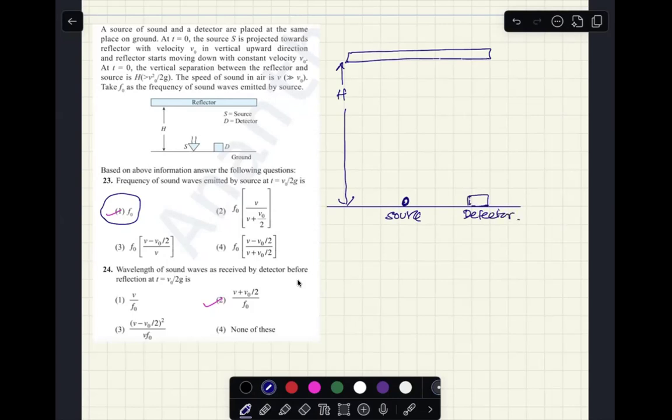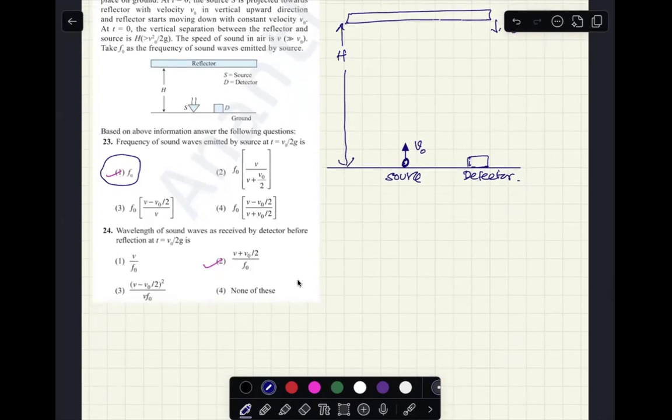The source is projected towards the reflector with velocity V0. The reflector starts moving down with constant velocity V0. Now, the issue is that the frequency of sound waves emitted is always constant. Now, if a tuning fork moves, the number of vibrations made by the fork per second does not change. The number of pulses received by you will be changing. So F0 is the answer.